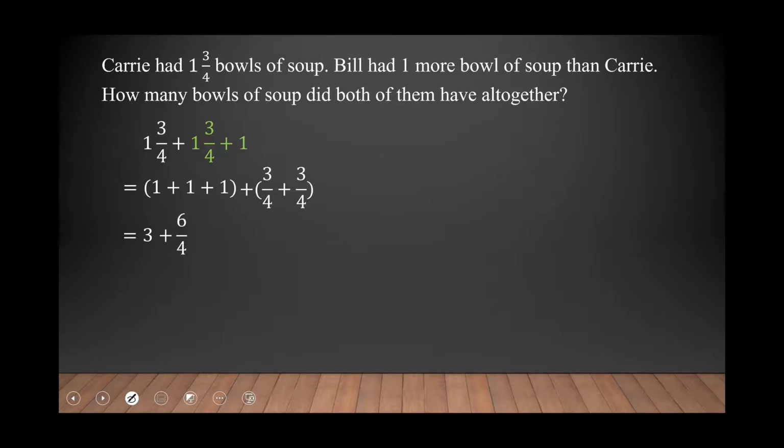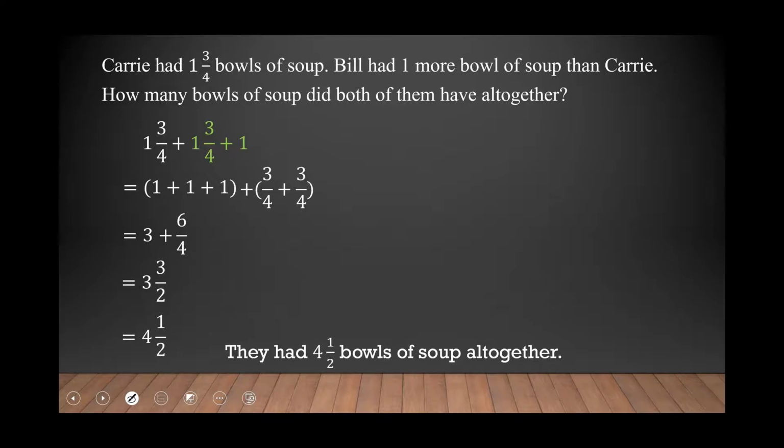So now you realize that 6 and 4 are both divisible by 2, so we'll simplify that by dividing both of them by 2 and add the two parts up to get 3 and 3/2. As you know, 3/2 is not a proper fraction, so we need to change it into a mixed number, which is 1 1/2. Add that to 3, you get 4 1/2. Answer statement. They had 4 1/2 bowls of soup altogether.